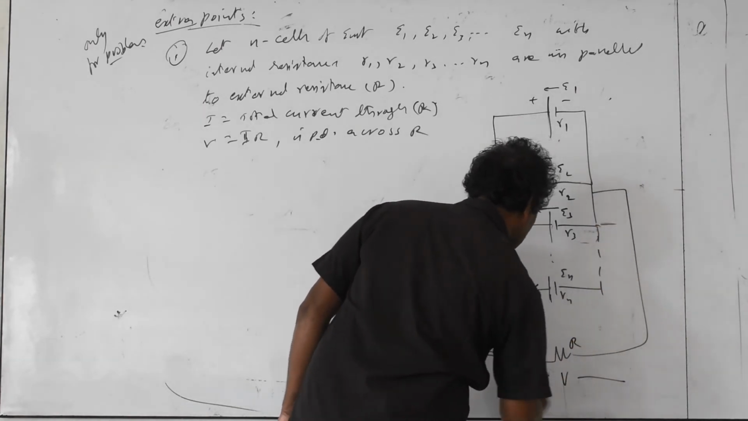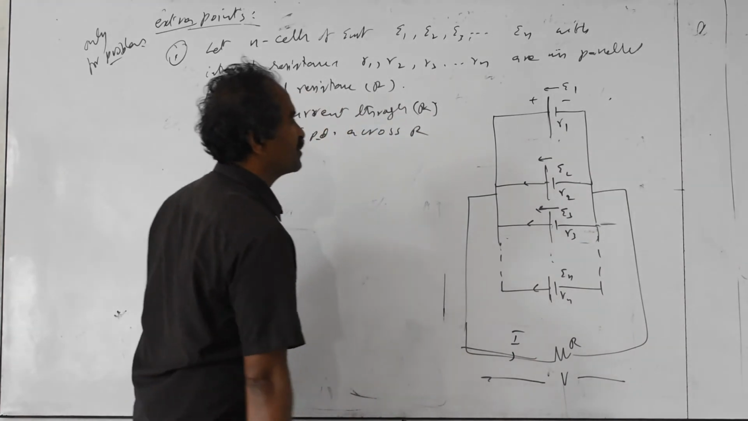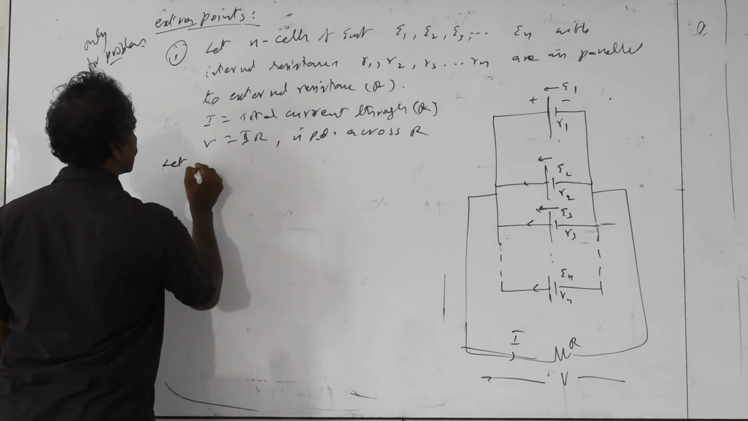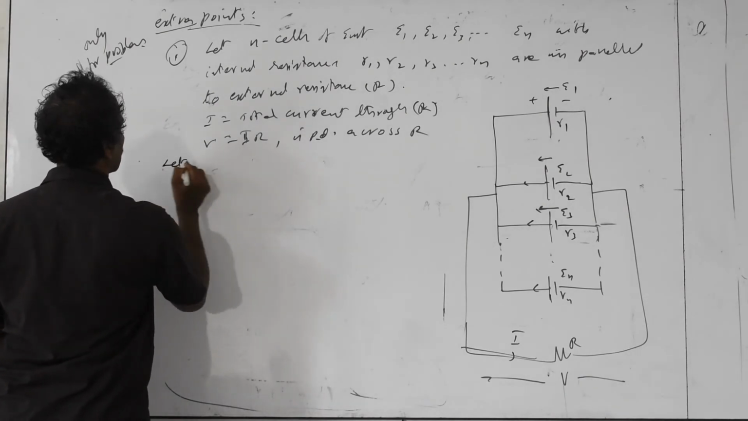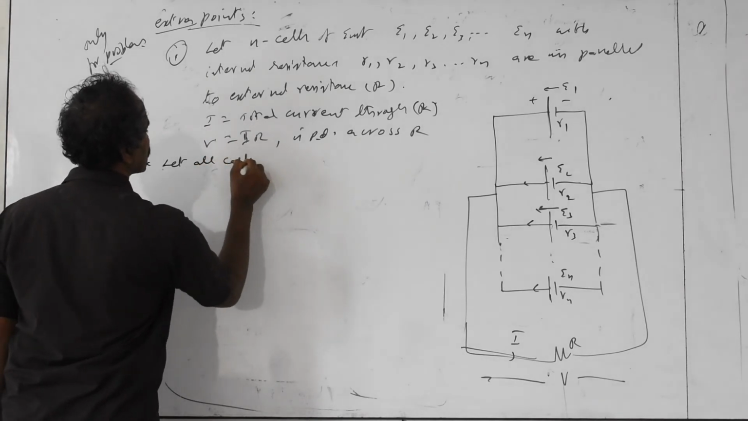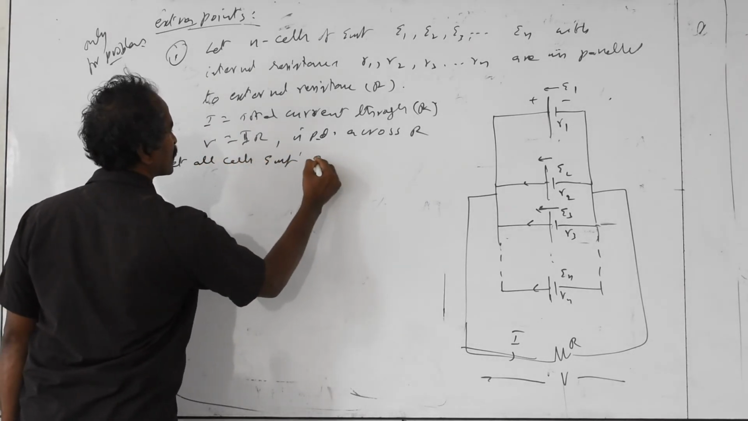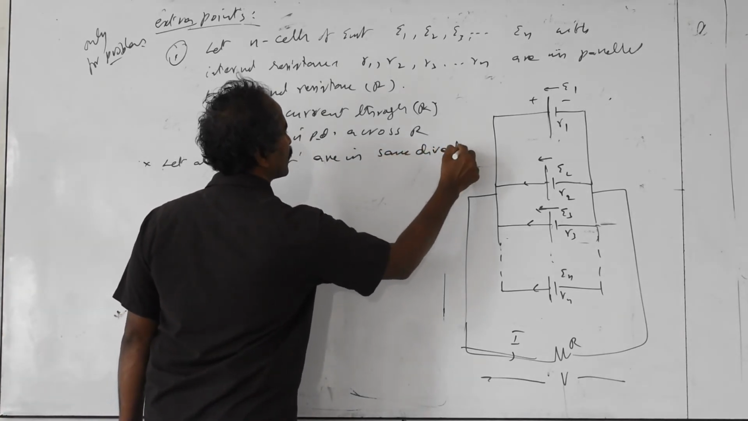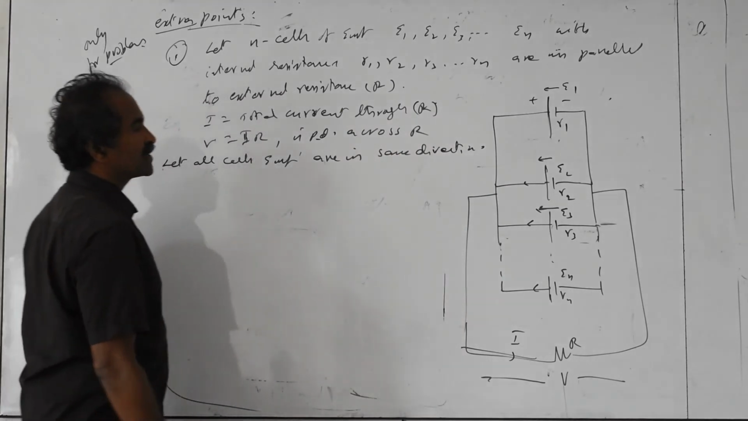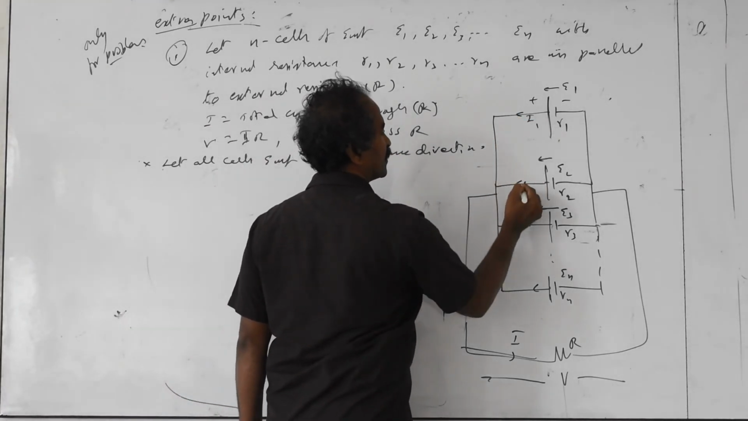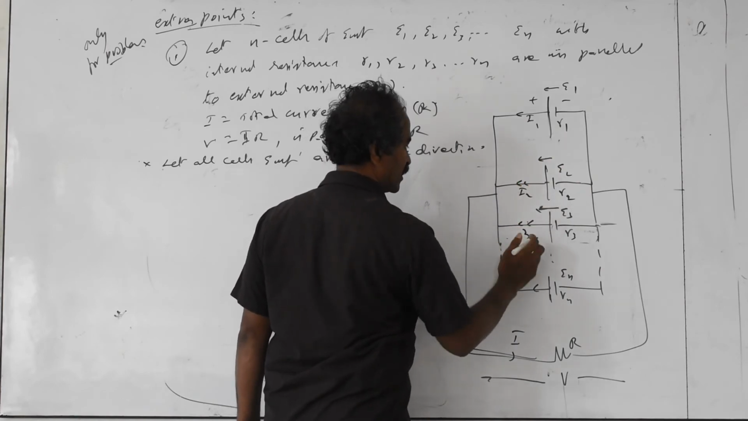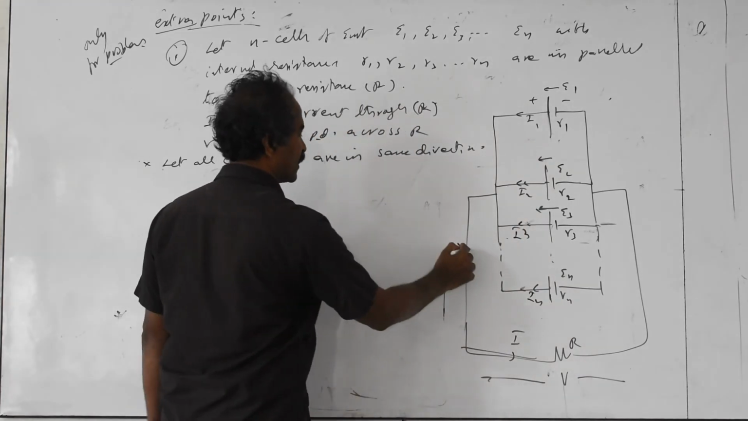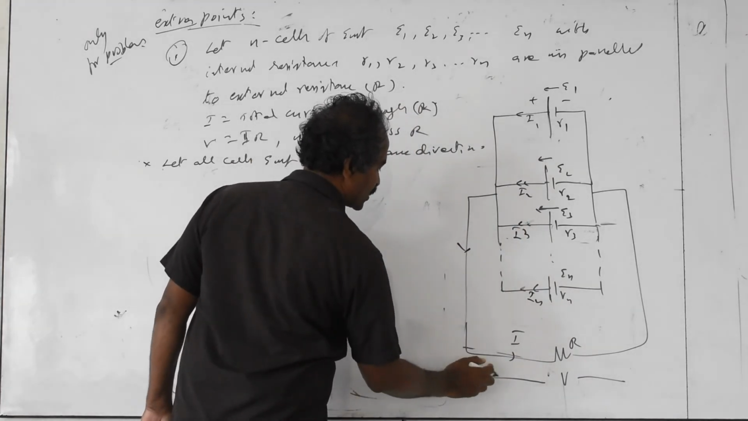All are connected in parallel to the external resistance. The potential difference V across this is equal to I into R. V is taken as a combination, so equivalent EMF becomes E equivalent. Let the first case be: all cells' EMFs are in the same direction, meaning sending current in the same direction. So if you take currents I1, I2, I3 and In, the sum of the currents becomes equal to the total current I equals I1 plus I2 plus I3 and so on plus In.